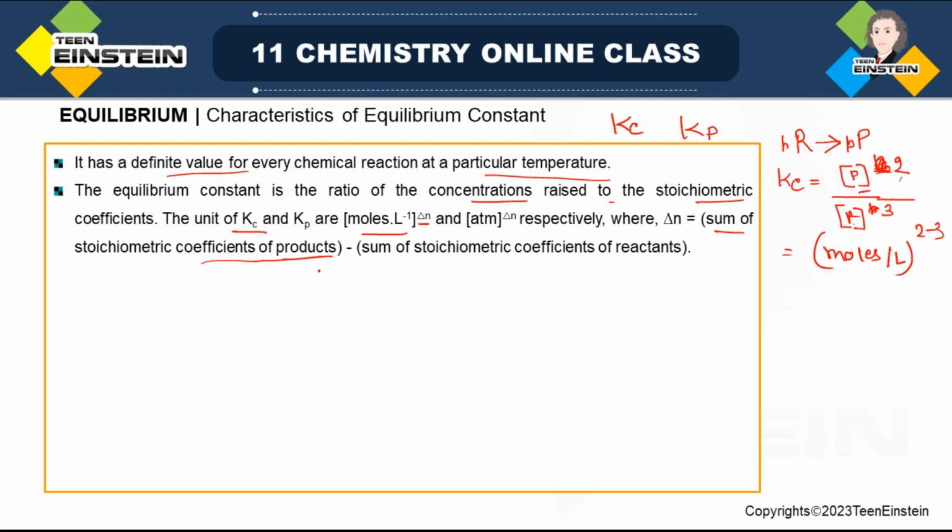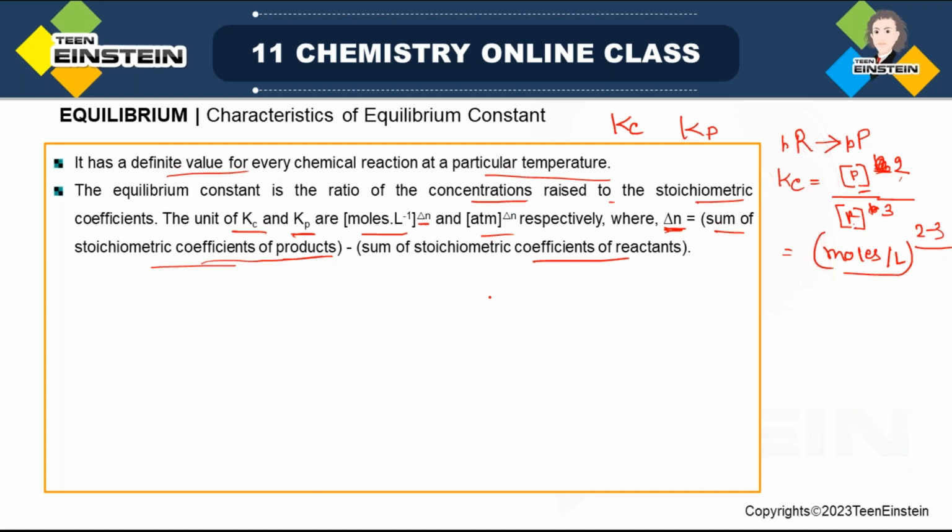Sum of stoichiometric coefficient of product. In this case, no question of sum because we have taken only one. But suppose there is P plus Q and so many other substances, then you also have to do the summation of all the stoichiometric coefficients present in the product side minus all the stoichiometric coefficients present in the reactant side. So in this case, it is simple, it is 2 minus 3. So unit is moles per liter, but to the power del N. Now when it is Kc, and when it is Kp, it is atmosphere to the power del N. So in this way, you can understand the unit.